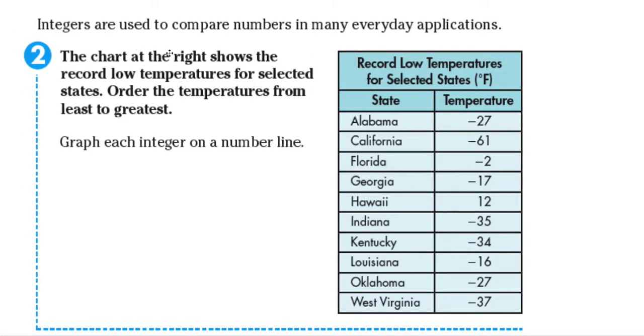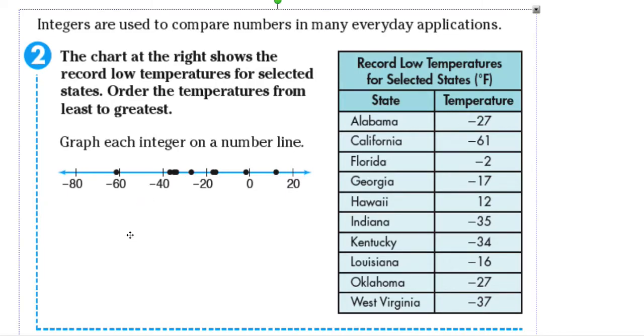Let's take a look at example number 2. Integers are used to compare numbers in many everyday applications. The chart at the right shows the record of low temperatures for selected states. Order the temperatures from least to greatest. Graph each integer on a number line. If we graph all these numbers on our number line, this is what's going to come out. Then write the numbers as they appear on the number line.